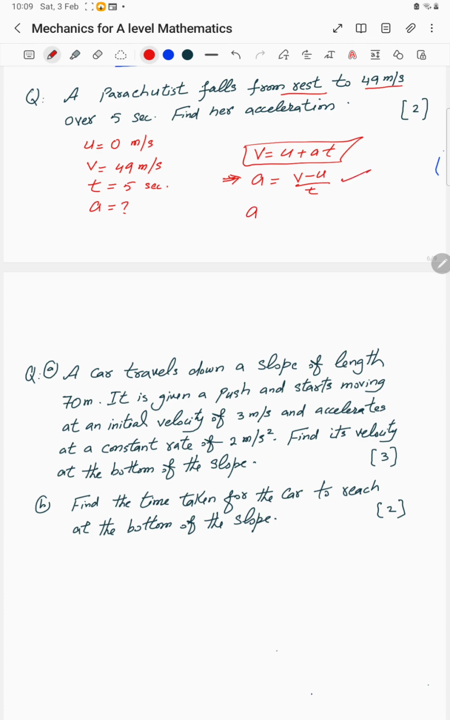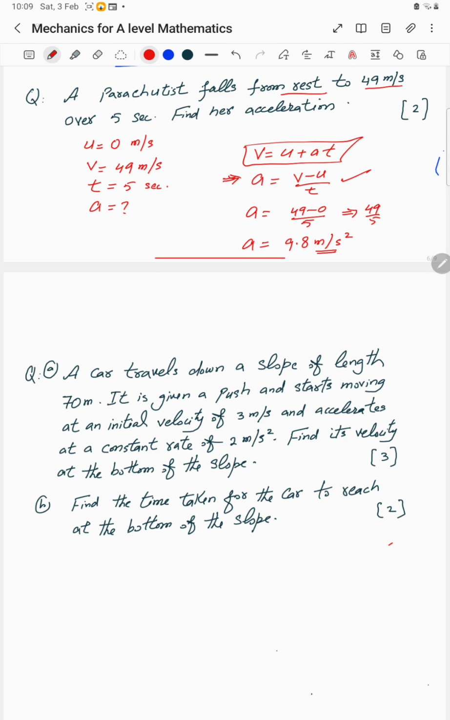So substitute the values. It is simply 49 minus 0 by 5. It comes to be 49 by 5. So with the help of a calculator, we will get 9.8 meter per second square. Don't forget to write the SI unit of the physical quantity you are going to measure, right?